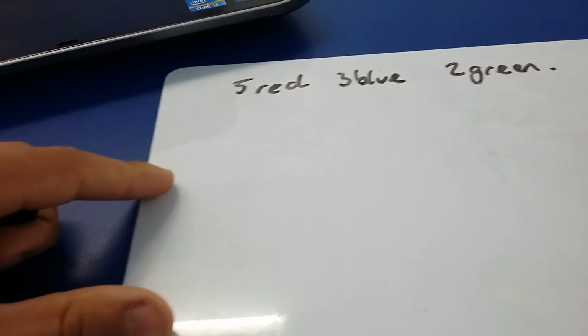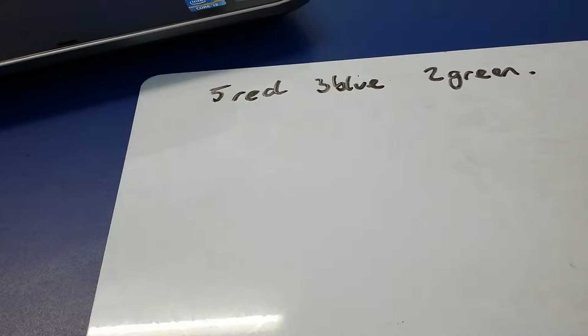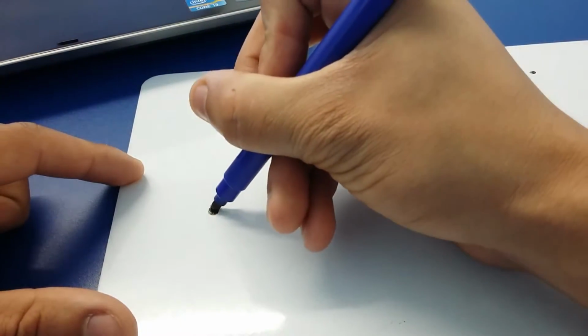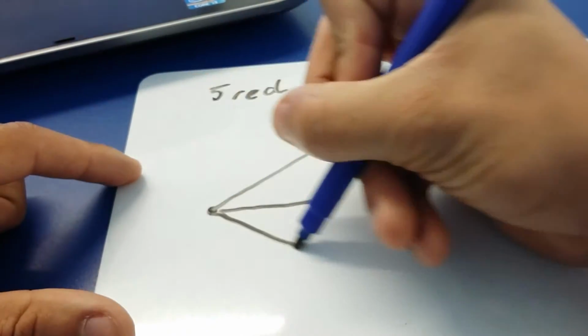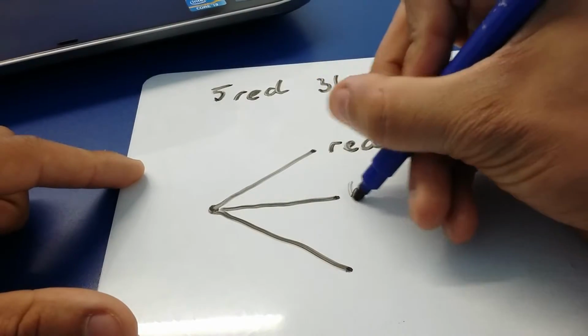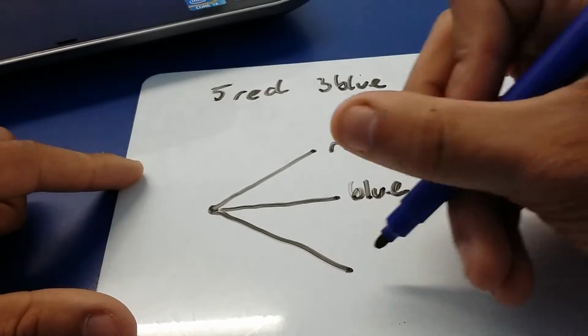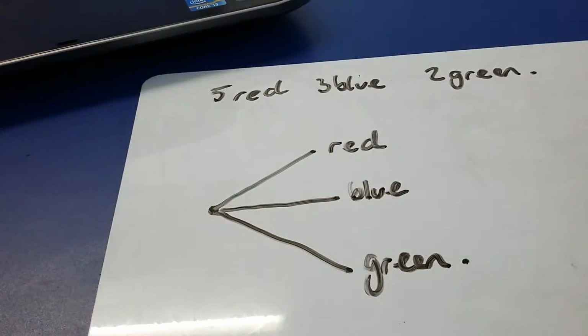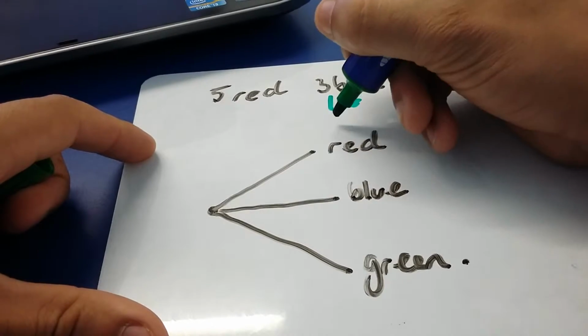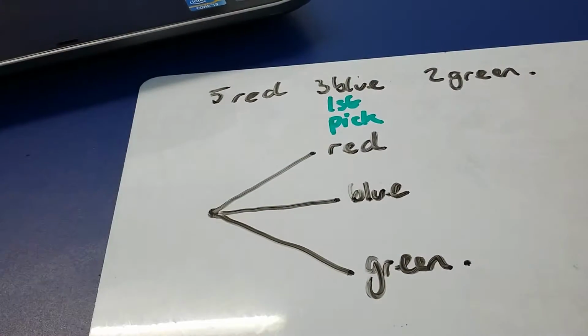So first of all, we need to work out the probability of picking one of these colours on the first pick, or selection if you like. So Gary's going to take out 2 pens. I'll start it off. Because there's 3 outcomes, we can draw 3 stalks, if you like, or branches. Okay, we've got red, blue, and green. And this is our first pick or selection.